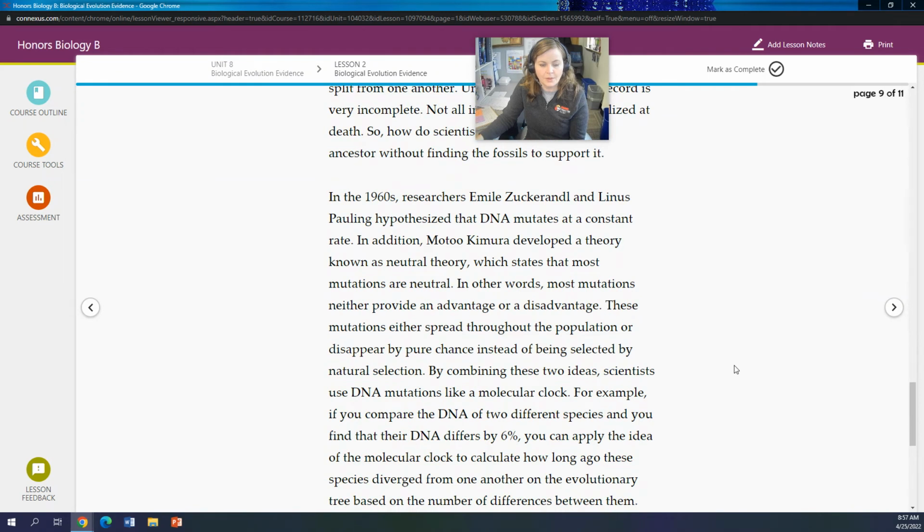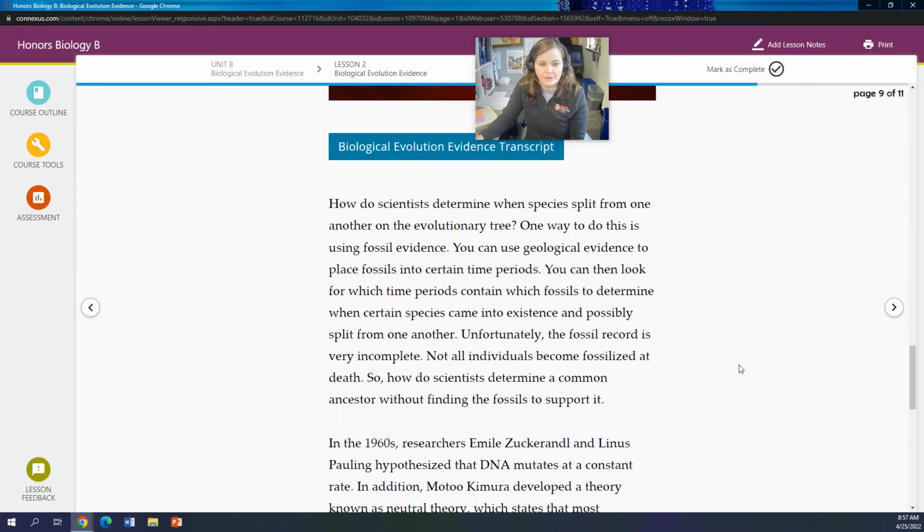All right, so one of the last things they talk about here is other evidence of common ancestry. For example, how do you determine when a species split from one another? You do this using fossil evidence. You can use geological evidence to place fossils into certain time periods. You can then look for which time periods contain which fossils to determine when a certain species came into existence and possibly split from another. Unfortunately, the fossil record is not very complete, so we can't always use fossils. So while fossils do work somewhat, they're not perfect.